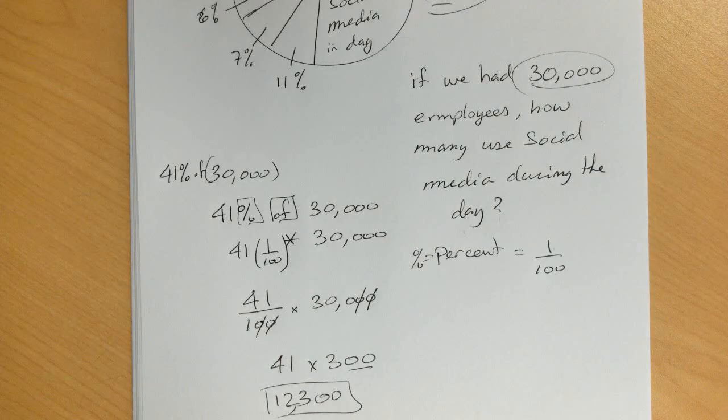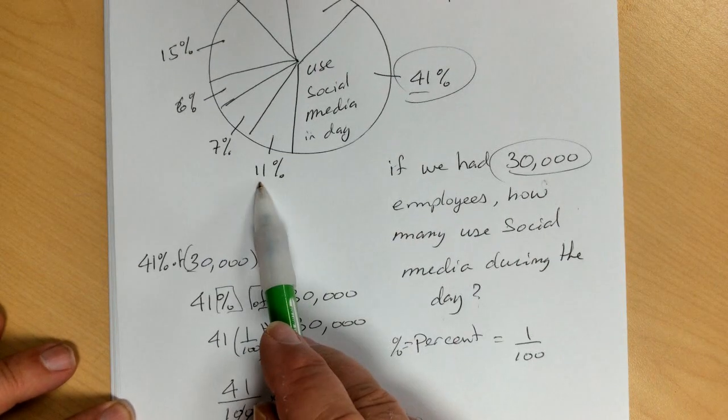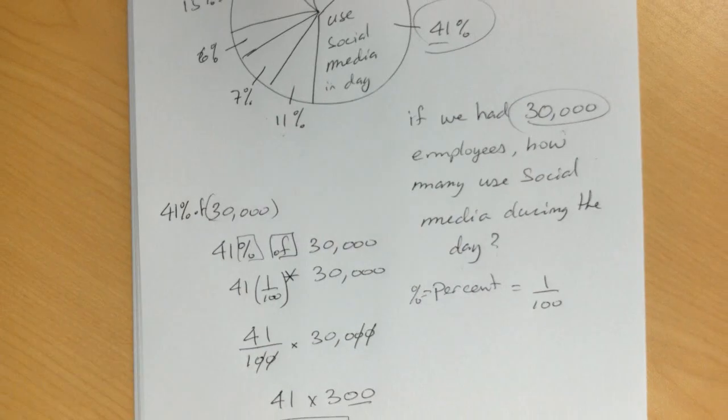So that's how you use this chart. You know you have a specific number you're looking at, 30,000 employees, and you can now go through and calculate each one of those.